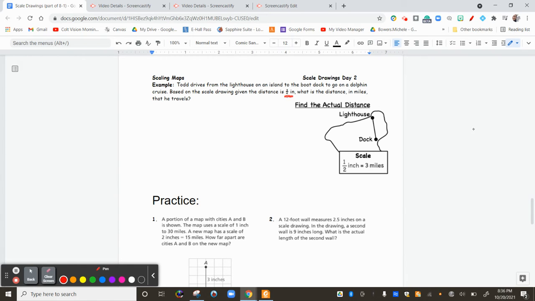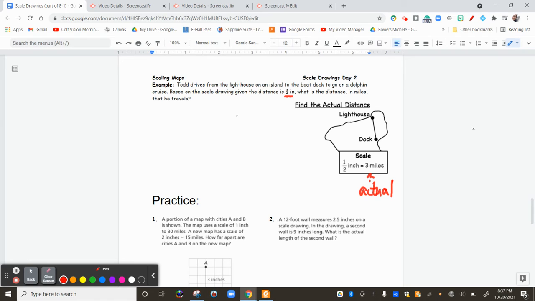So the 3/4 of an inch is how far apart these two dots are on the map. But that is not real life. On the map scale, it says every half inch on this map is actually 3 miles in real life. So that's what that map scale means. 99% of the time, the second number is the actual, and the first one would be the map scale.